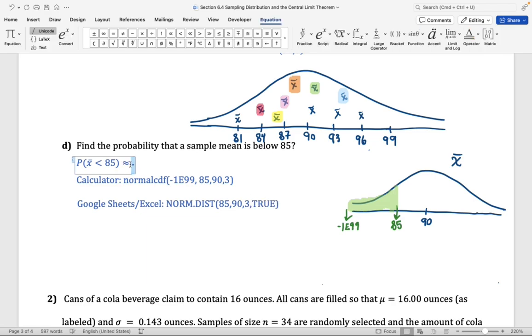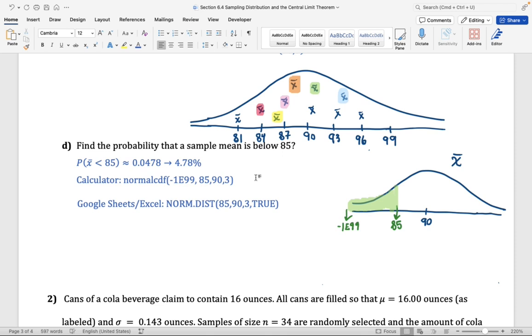Go ahead and try this on your calculator or on Google Sheets. You should be getting 0.0478 if you round to 4 decimal places. We can also express this as a percentage. This is equivalent to 4.78%. So the probability of you taking a sample of 25 individuals from the population and finding the mean, the probability of that mean being below 85 is 4.78%.